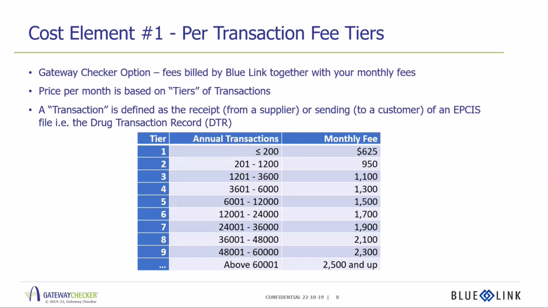So cost element number one, per transaction fee tiers. The way that this works is you count up the number of purchase order receipts that you're expecting and the number of outbound kind of sales order shipments, and whatever number of transactions you land in, this is how we calculate your monthly fee.